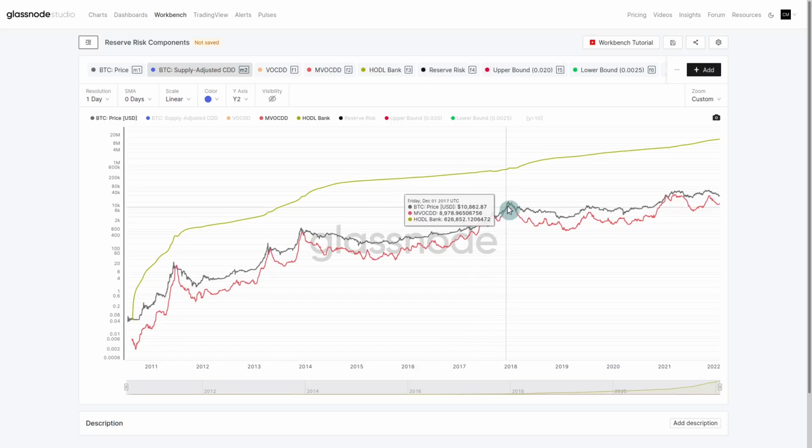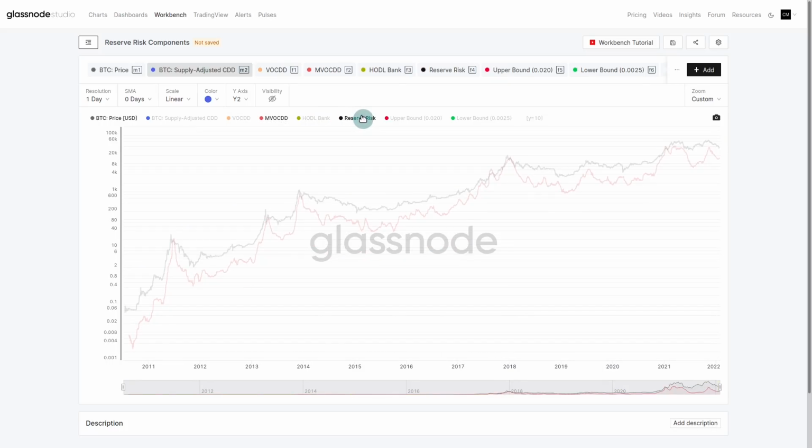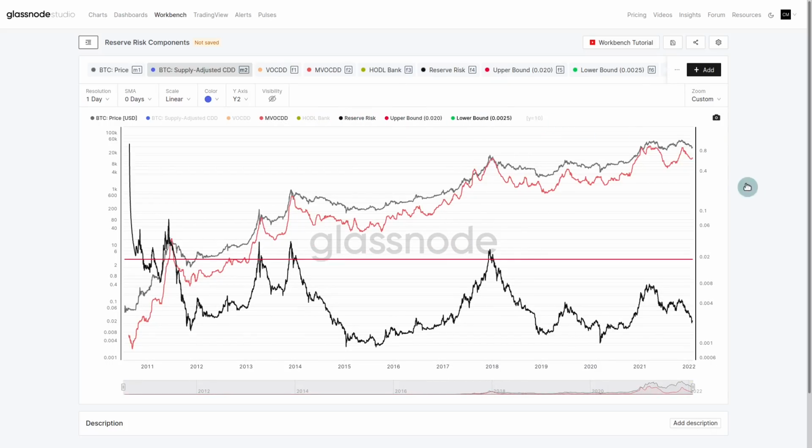The spending is matching the actual price. And therefore, we're seeing more coins come back into circulation. And we get this very reflexive move of reserve risk into that top. So now we can actually add in reserve risk, and we've got our bounds.